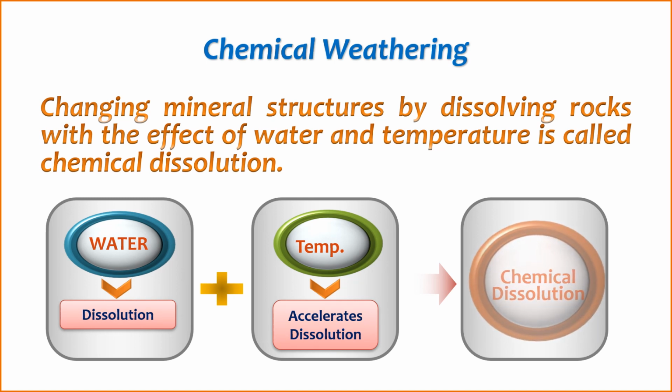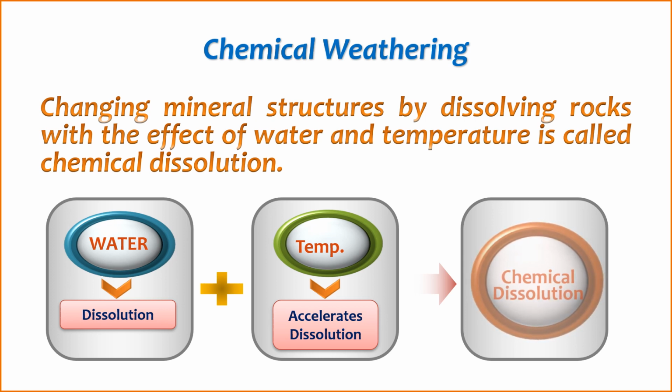Chemical weathering is a geological process that involves the alteration or decomposition of rocks and minerals through chemical reactions. Unlike physical weathering, which involves the mechanical breakdown of rocks, chemical weathering changes the chemical composition of minerals, leading to the formation of new minerals and alteration of rock structures. Here are key points about chemical weathering. 1. Chemical reactions. Chemical weathering occurs through various chemical reactions between minerals and rocks and external agents like water, air, and acids. These reactions transform the original minerals into different substances.